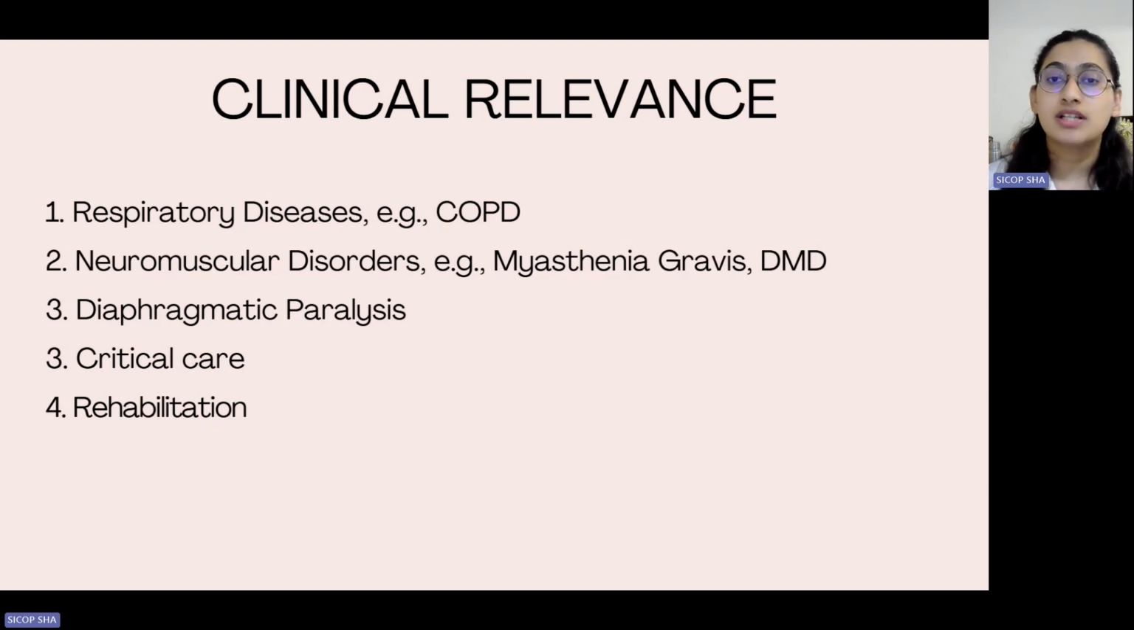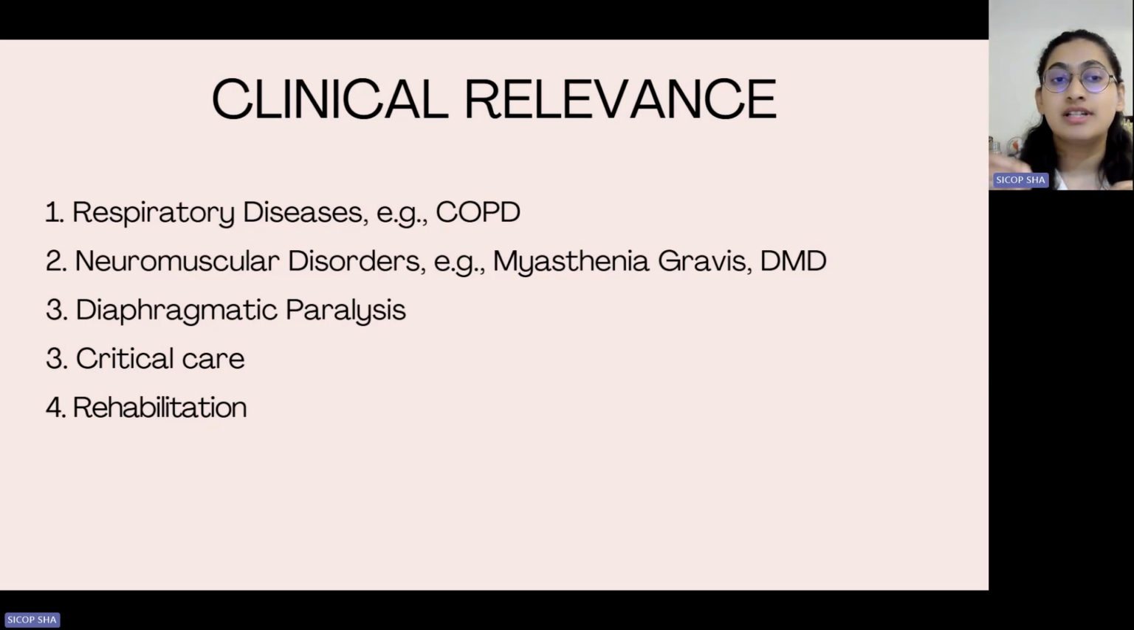Then coming to neuromuscular disorders such as myasthenia gravis and DMD, which have a lot of respiratory involvement, especially the diaphragm again. So in these cases also, MIP is a crucial factor in understanding the strength of the inspiratory muscles. Then again, diaphragmatic paralysis, be it unilateral or bilateral. In these cases also, the MIP might be reduced, so it plays a crucial factor again.